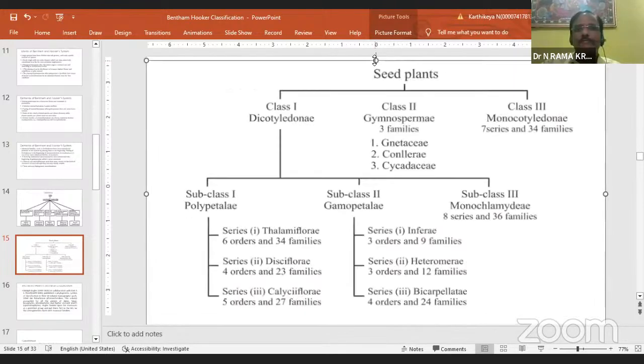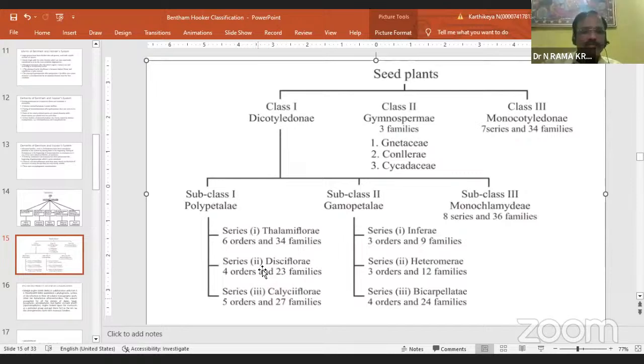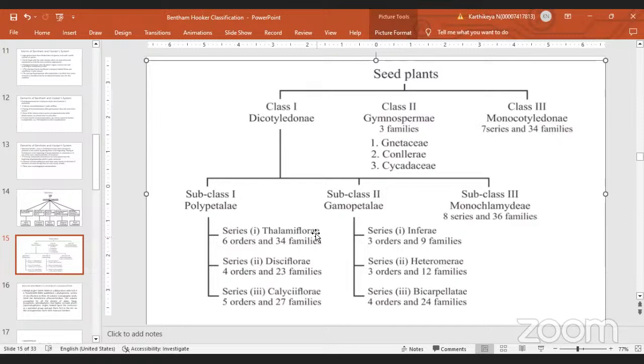Okay now? Yes, sir. Now you see this is the subclass. How many are there? 3. What is the first one? Thalamiflorae, very good. Then Disciflorae, then Calyciflorae. 3 series is there. Now, what is the meaning of Thalamiflorae? I already told yesterday. So what is the series, sir? Why do we call that a series?